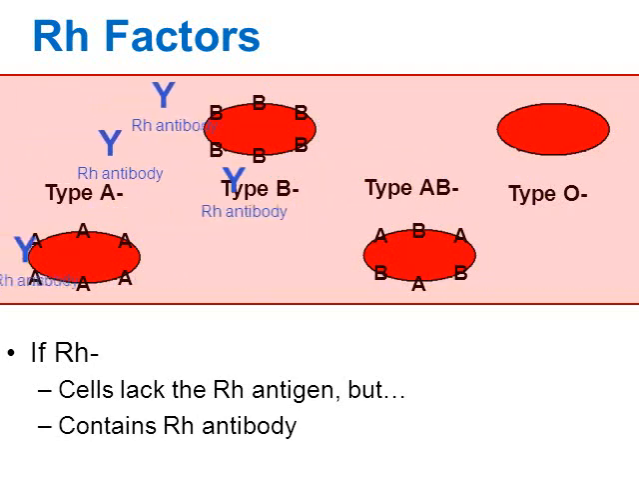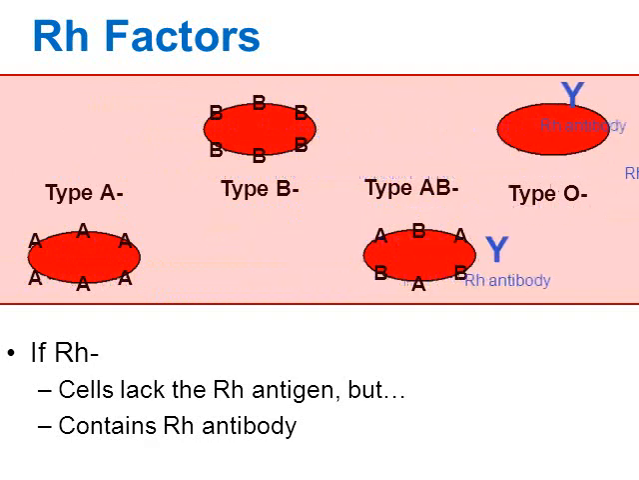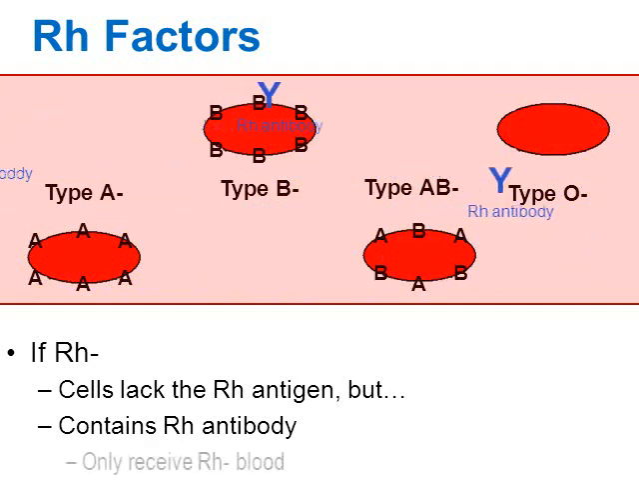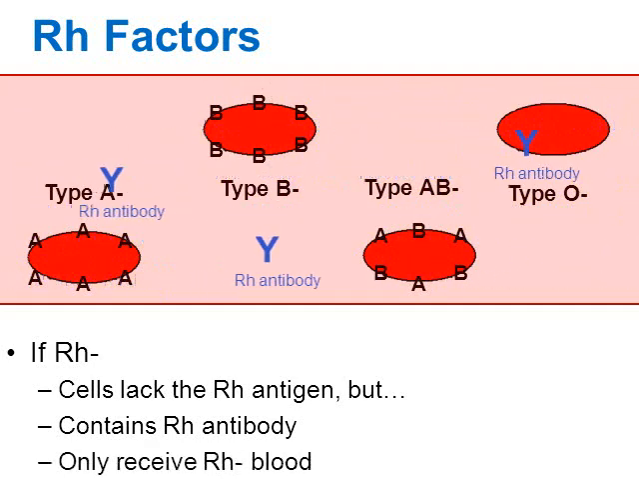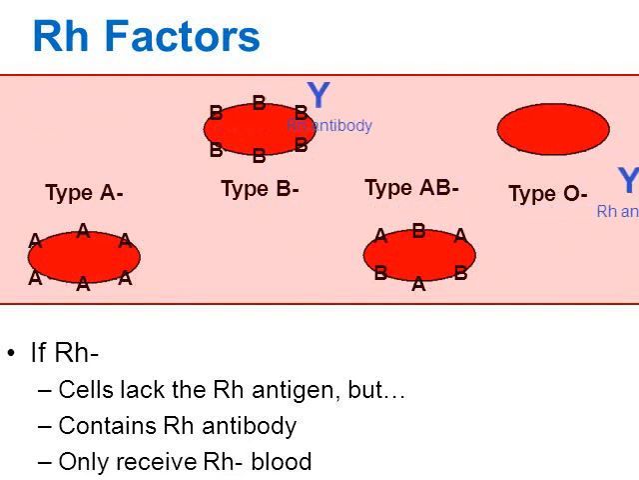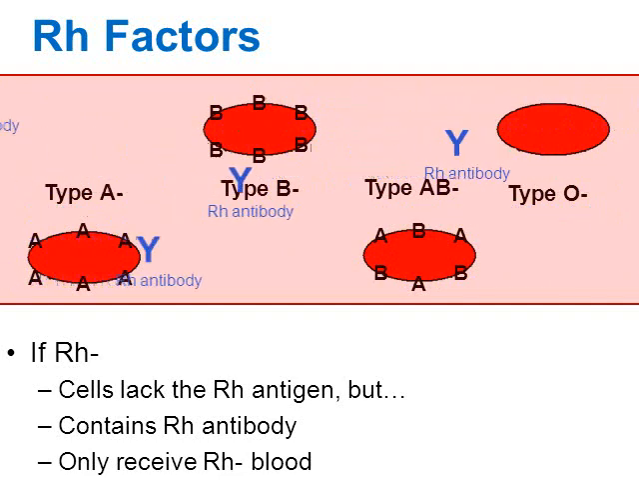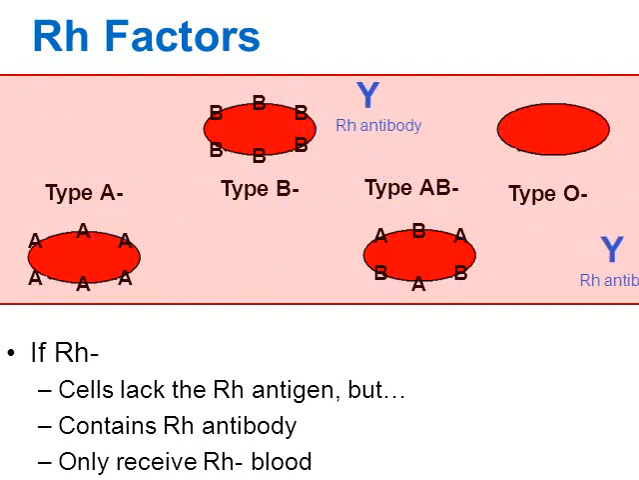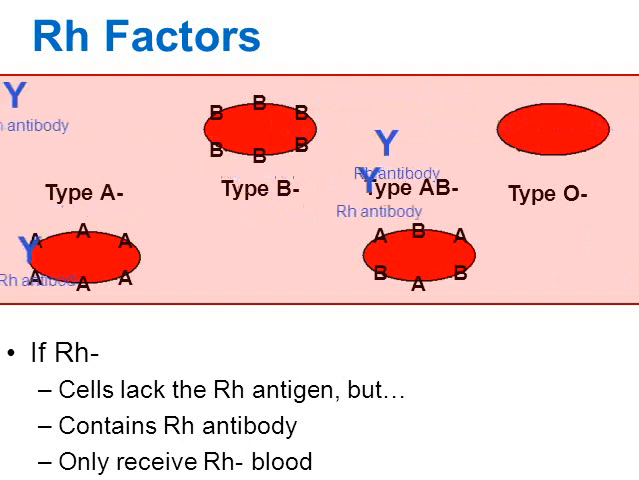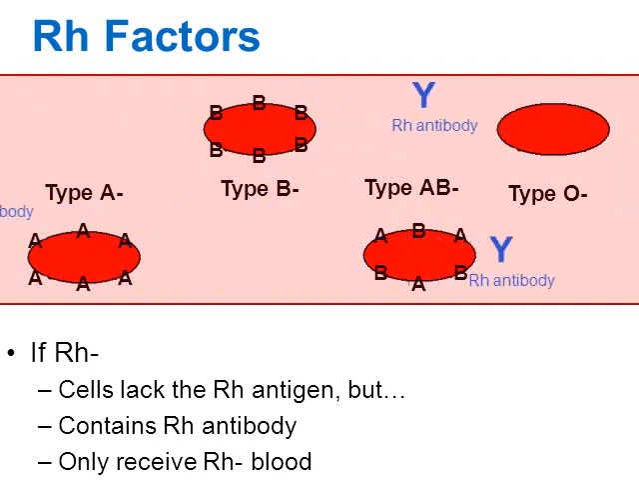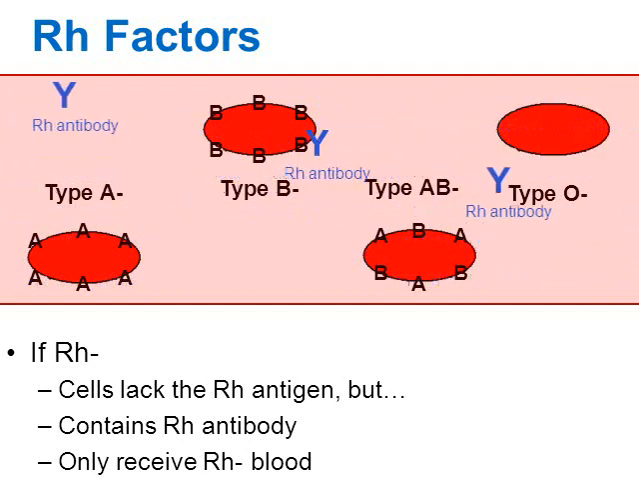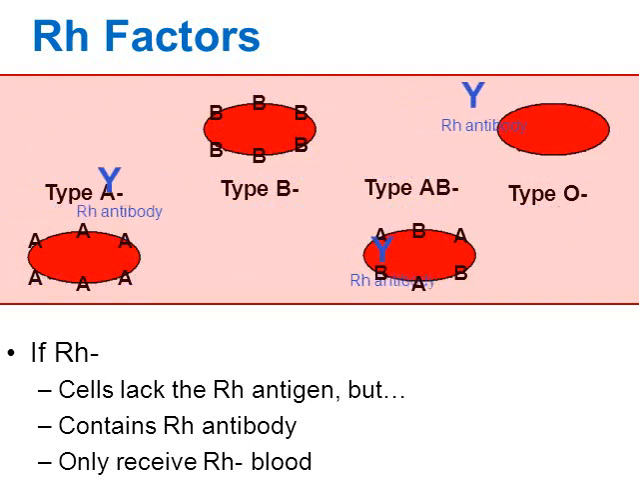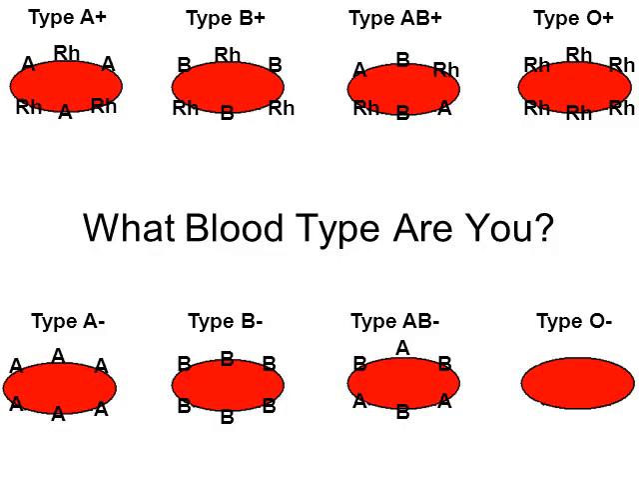I hope you picked up on the rule. If you have an antigen, you don't have an antibody. If you don't have an antigen, you do have an antibody. And if you have this Rh antibody, that means you're only going to be able to receive negative blood. If you have negative blood and you were to receive positive blood in a transfusion, you're probably not going to survive that mistake because the Rh antibodies will attack the positive Rh antigens.